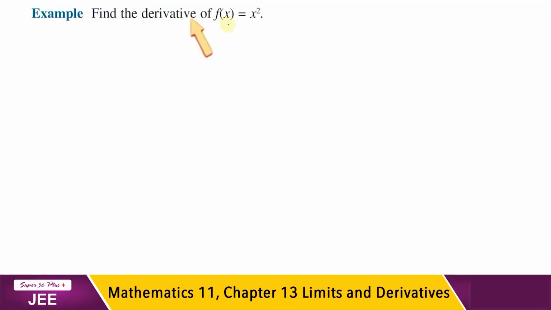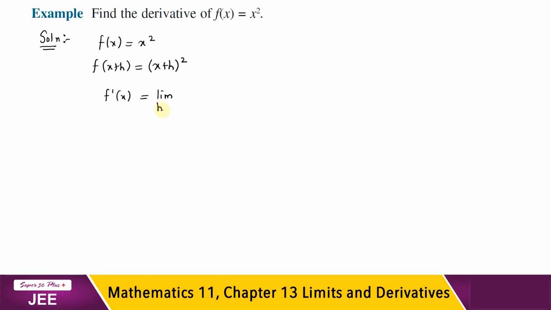So let's get started. We have to find the derivative of f(x) equals x square. So we can again use first principle. Here f(x) is given to be equal to x square. So f(x plus h) becomes equal to (x plus h) whole square. Let us write down the derivative. f dash x in terms of limit is given to be limit h tending to 0 of f(x plus h) minus f(x) divided by h.